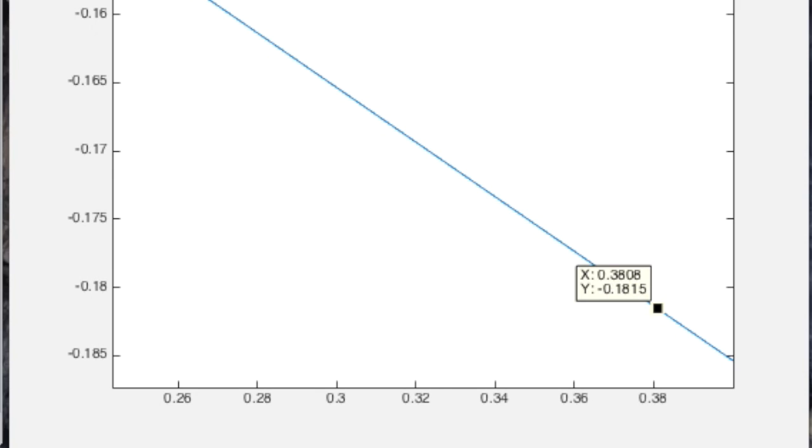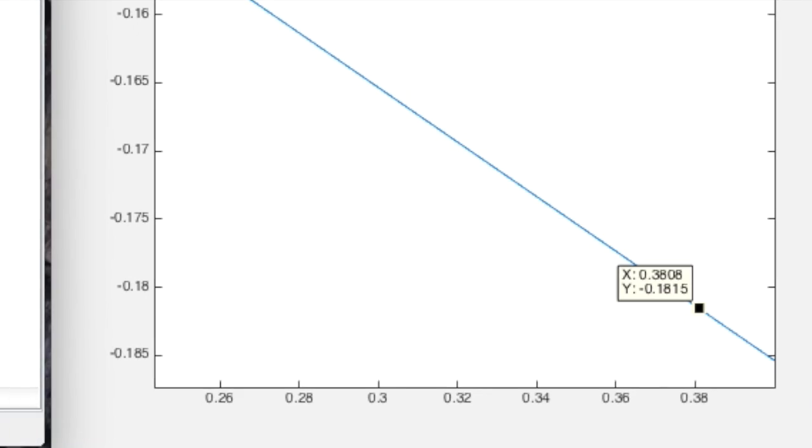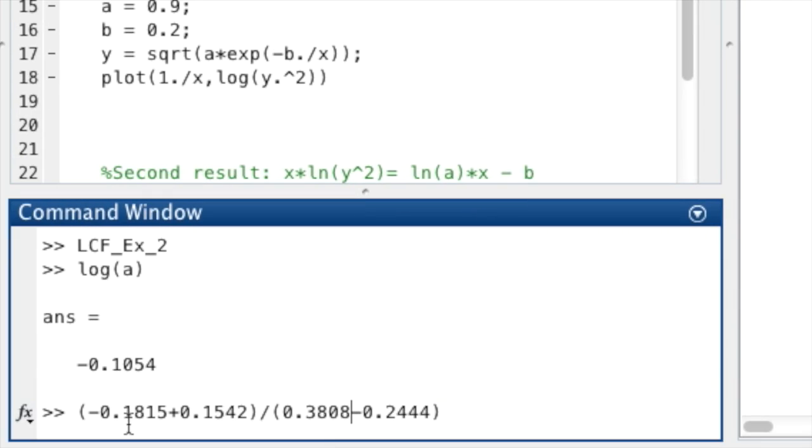I like this one. So we can enter in our y2 value, negative 0.1815. And our x2 value in the denominator is 0.3808. So this right here is y2 minus y1 over x2 minus x1. And we got these values by picking 2 points in our figure. And let's see what that equals.